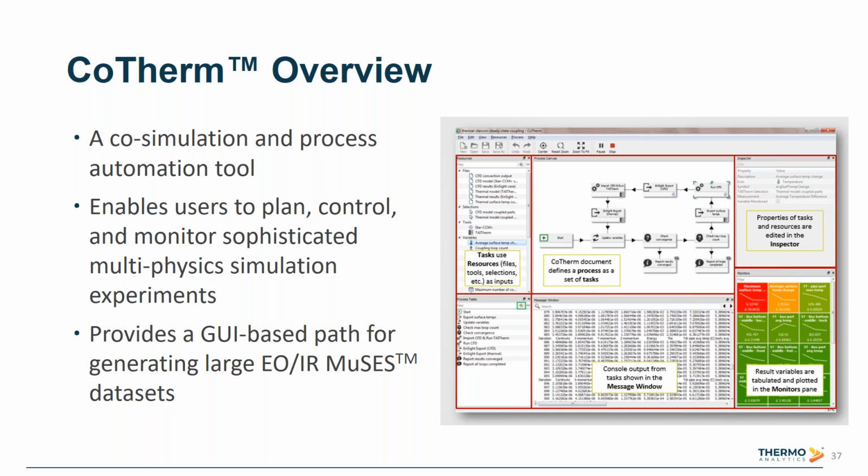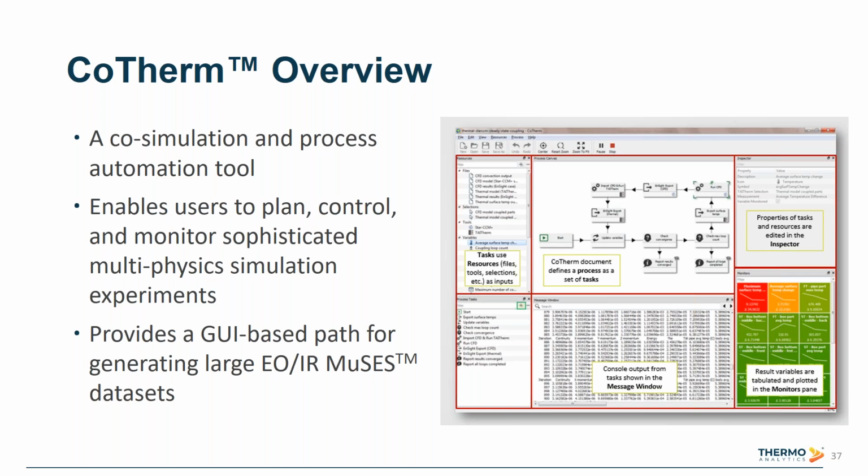To generate these types of data sets, we developed Cotherm. Cotherm is our co-simulation and process automation tool. It's often used for complex multi-physics simulations that require coupling multiple software packages together. But it can also be used to automate a repetitive process like MuSES thermal and infrared predictions over a wide range of variables.